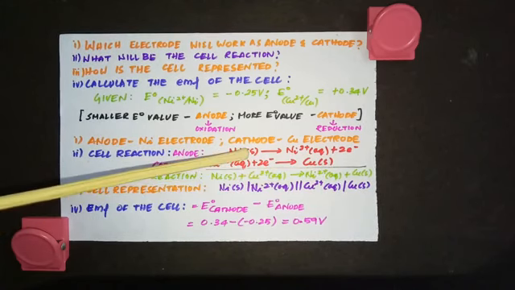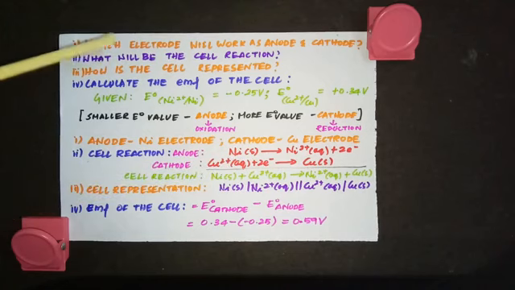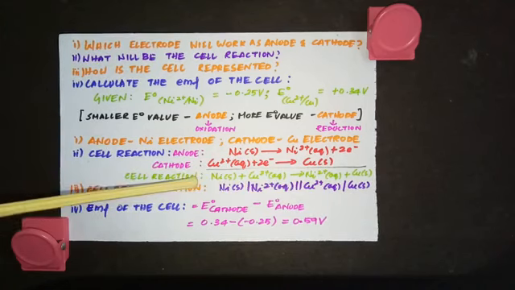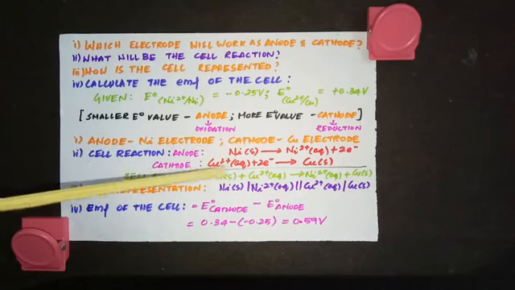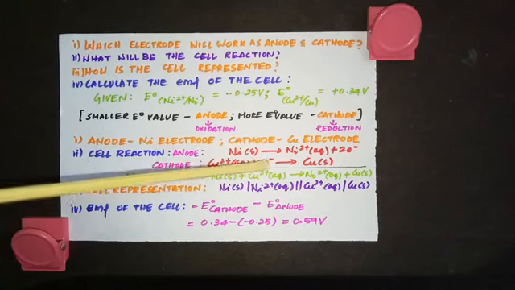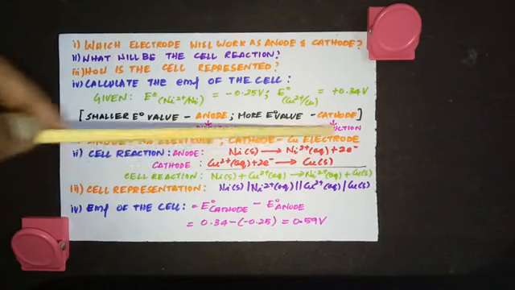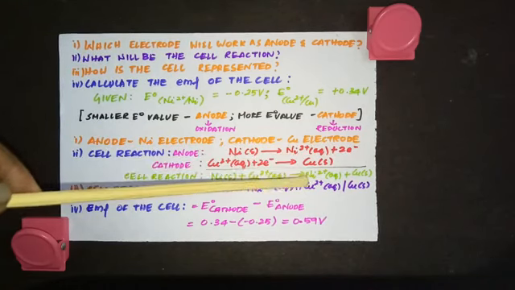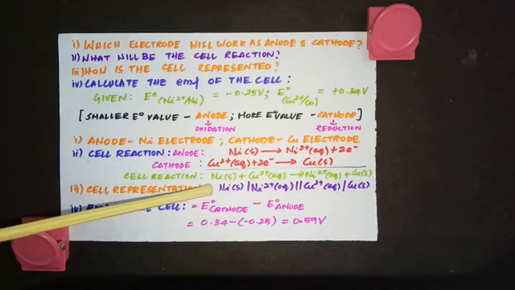So this is the anode half reaction and this is the cathode half reaction. The question is what will be the cell reaction, which means the overall reaction. So in the overall reaction, Ni solid plus Cu2 plus aqueous, these 2 electrons will get cancelled out, and it will give you Ni2 plus aqueous plus Cu solid. So this is the cell reaction.